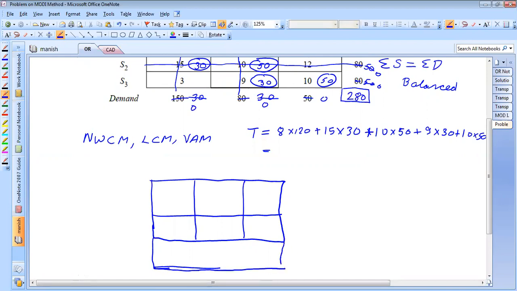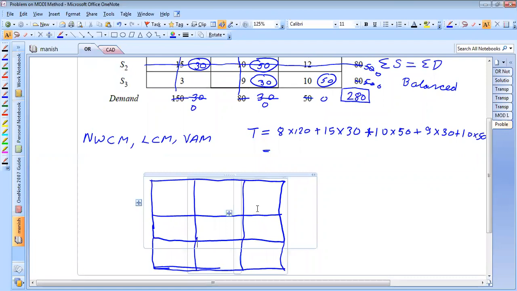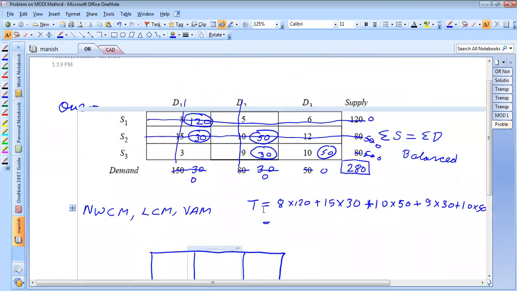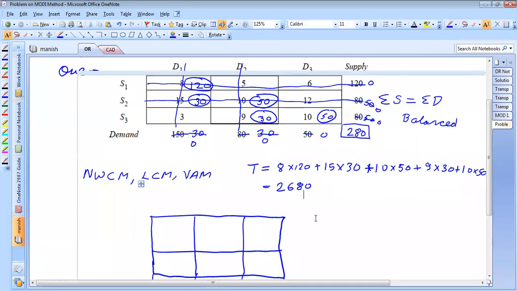Okay, I have not got the problem solution here, so whatever value you are calculating, I am relying on that only. I do not have the values here, no problem. What is the value, Aditya? 2,680. Anybody having any different value?